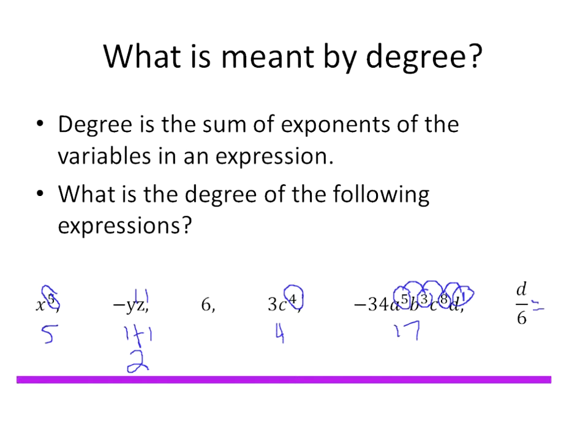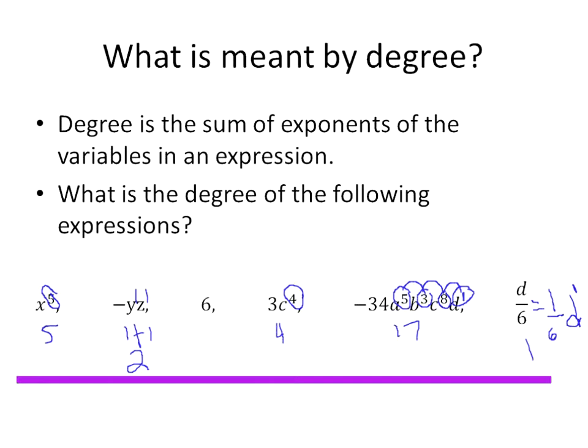Again, the way to think about this is 1/6 times d. d has an exponent of 1. So my degree here is going to be 1 because there's no other variables with exponents to add to that.